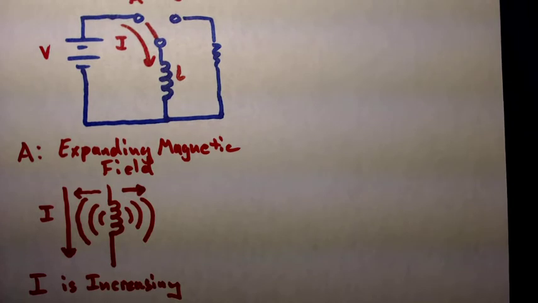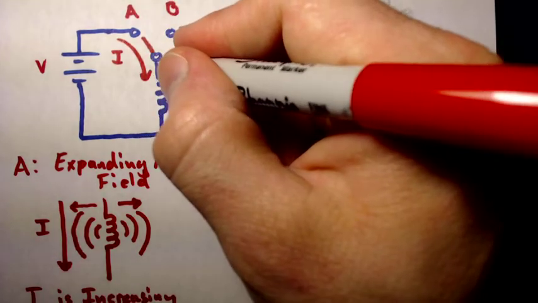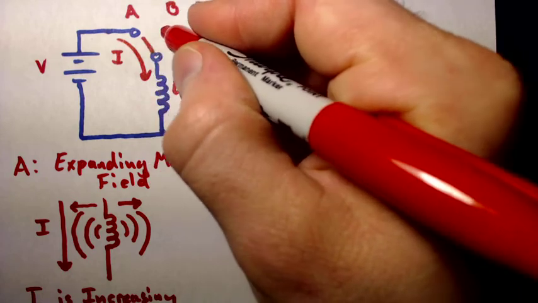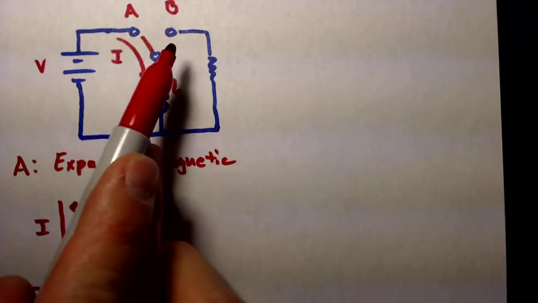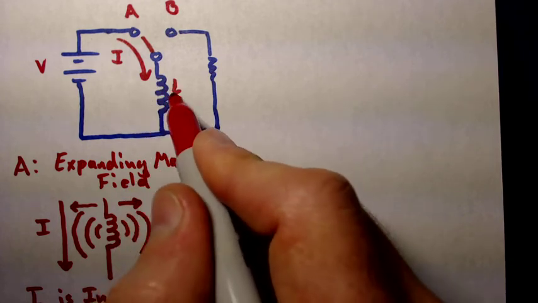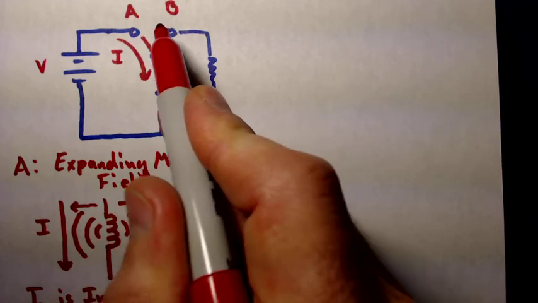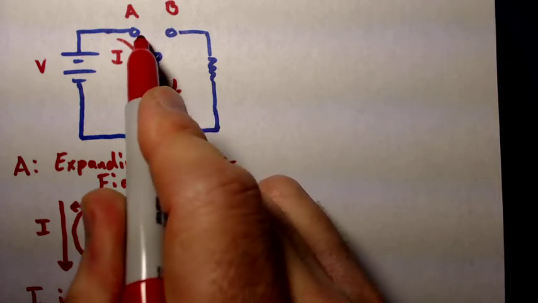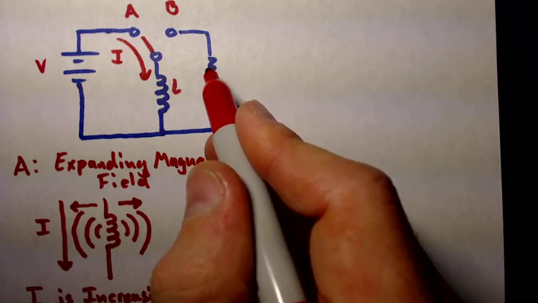Okay, so that's what happens when current is increasing. Now, once we have a magnetic field in there, let's take this switch and flip it over to B. Remember, I had a magnetic field built up around this inductor. I have energy stored inside of the inductor, and now I'm going to flip it over to B. Well, what did I do? I just took this energy source and gave it a path for that energy to dissipate. It's going through this resistor, right?